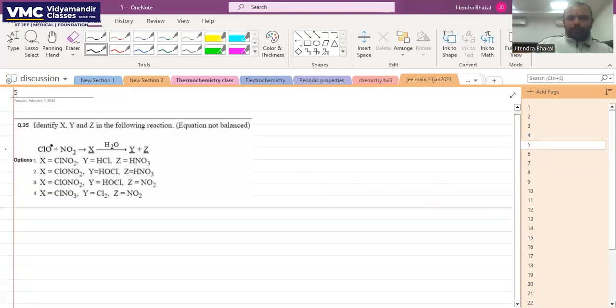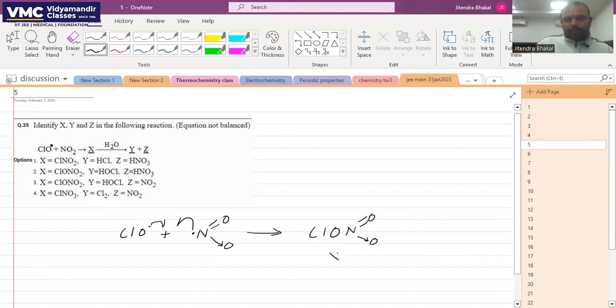And question number 5, next question. We need to identify X, Y, Z in this equation. Now we have a ClO radical. So there is an odd electron here, and in NO2 also there is an odd electron. So when we react these two, they will form a bond and we'll get ClONO2. So this is our X.